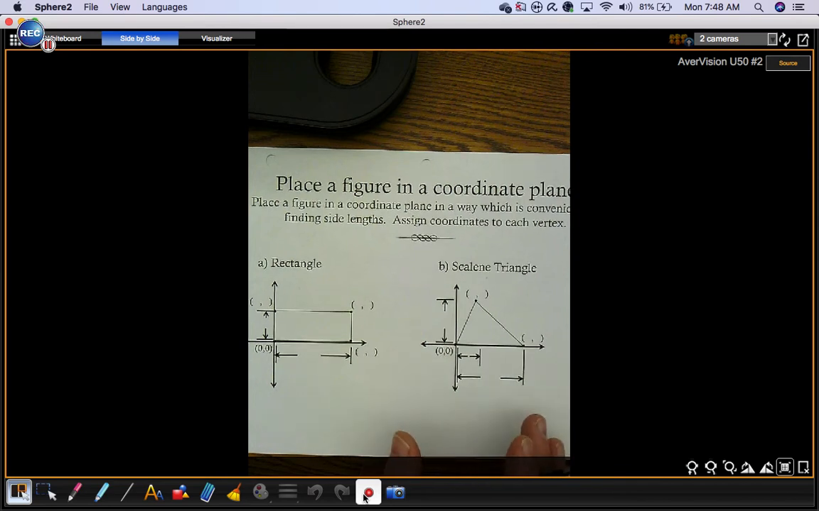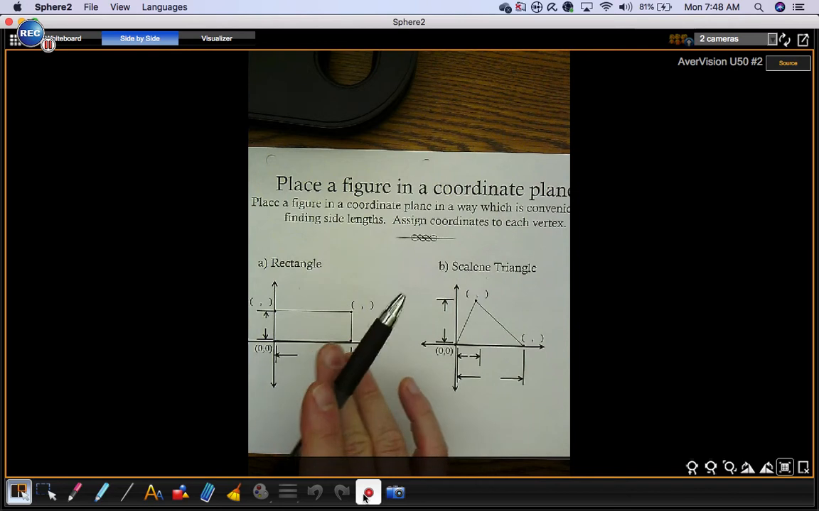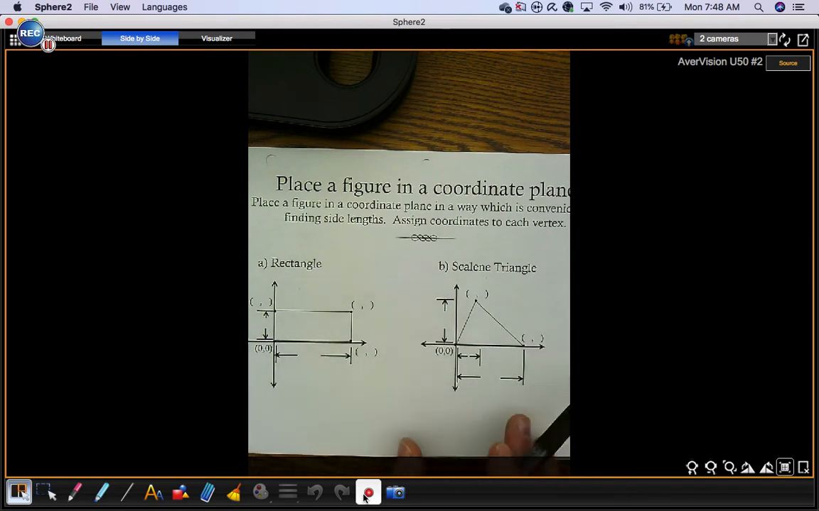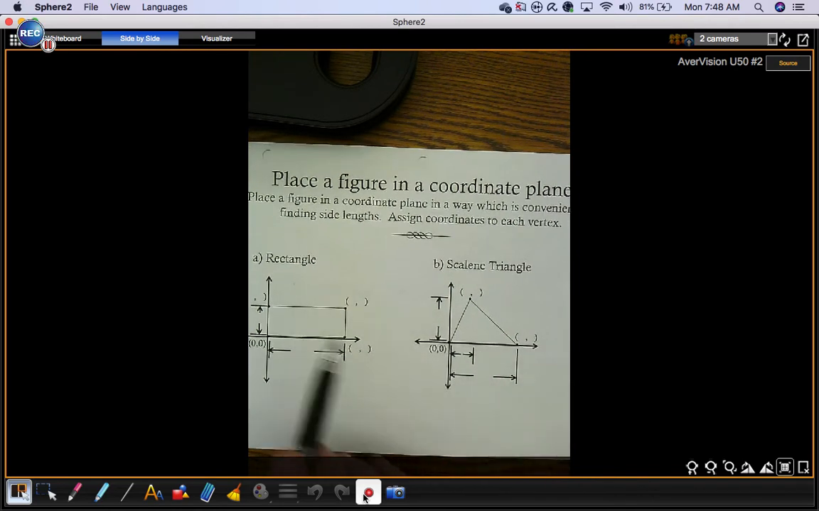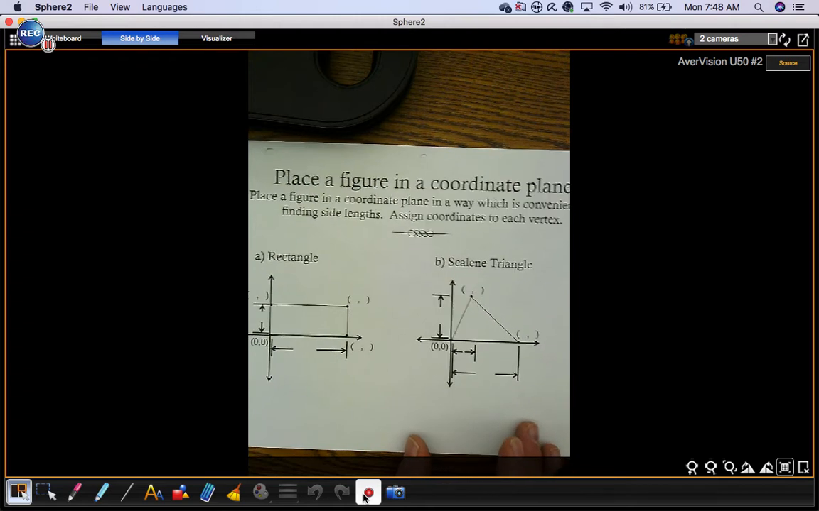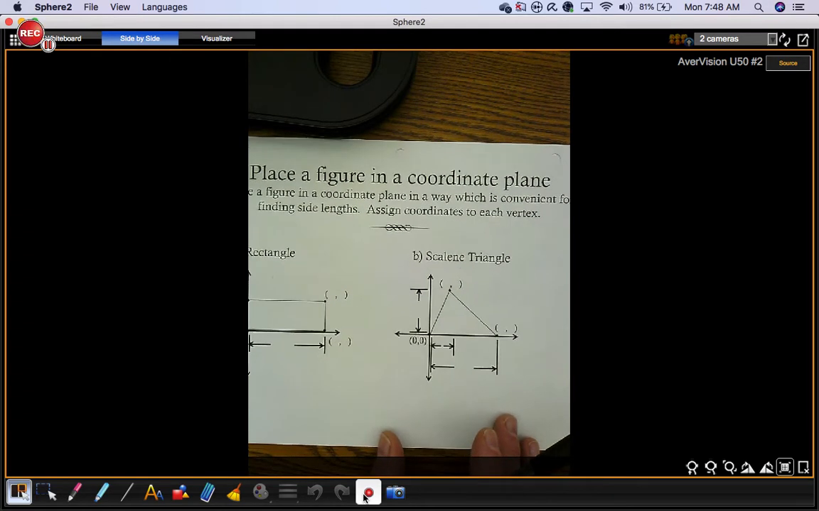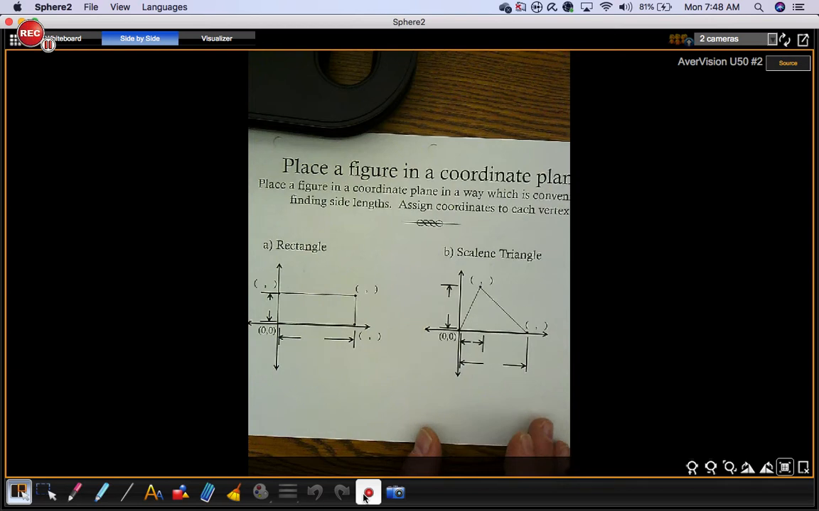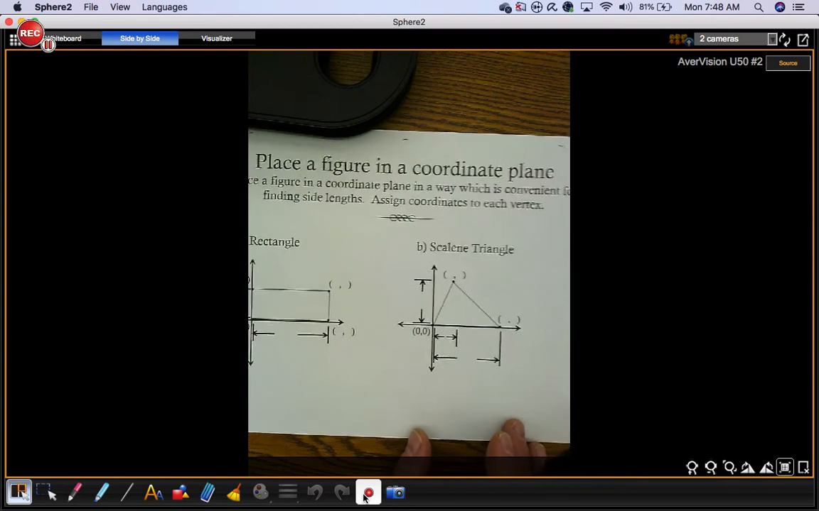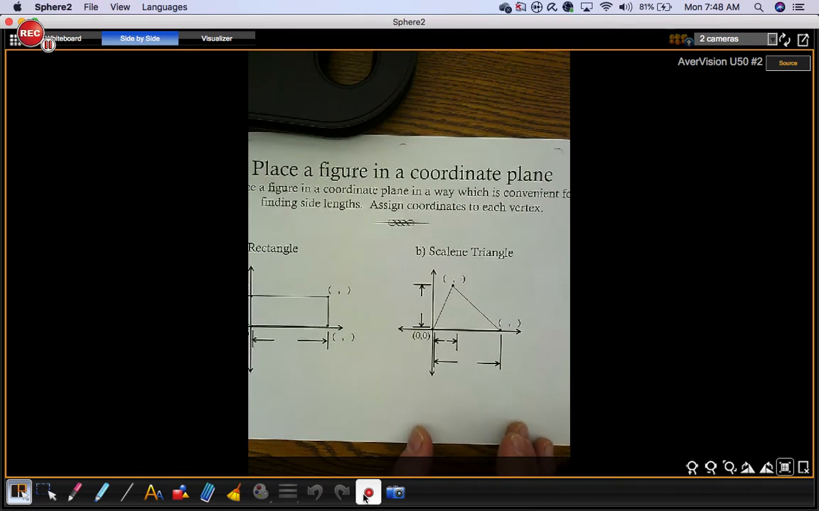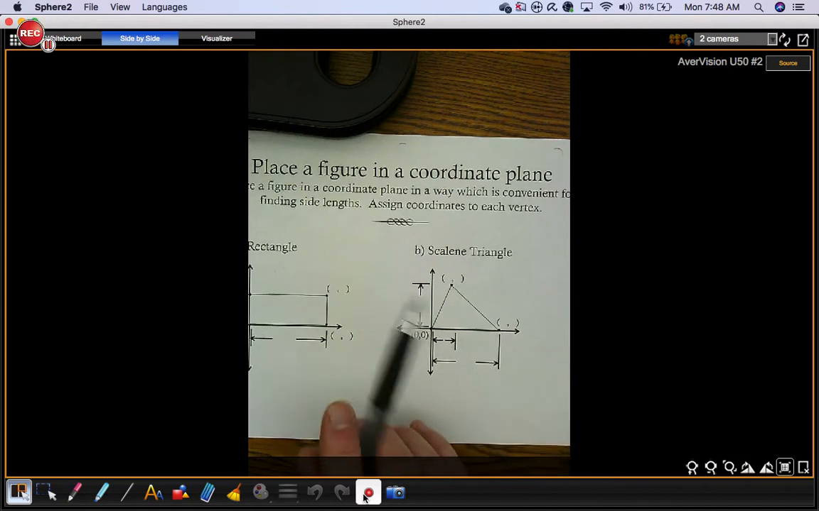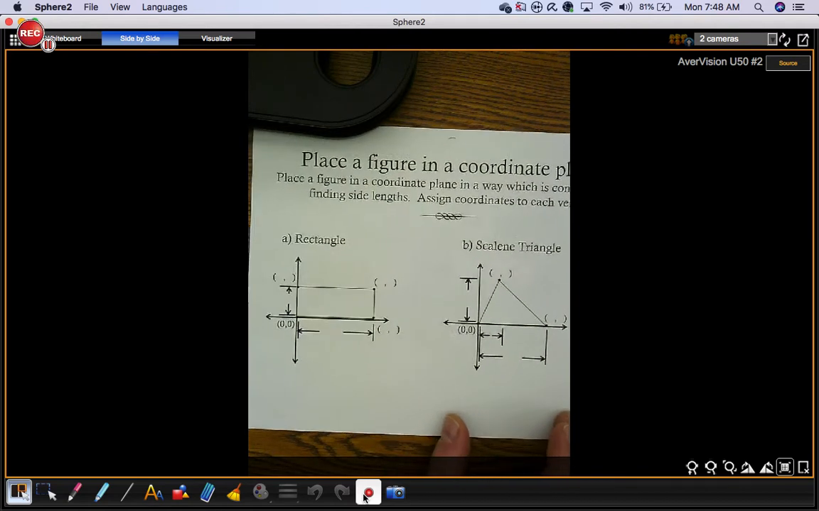The second part of our video on mid-segments and coordinate proofs. So we talked about using coordinate proofs in the last video. What we want to do here is place a figure in a coordinate plane. We want to put it in the coordinate plane in a way that's going to be convenient for finding side lengths. So we're going to assign coordinates to each vertex.